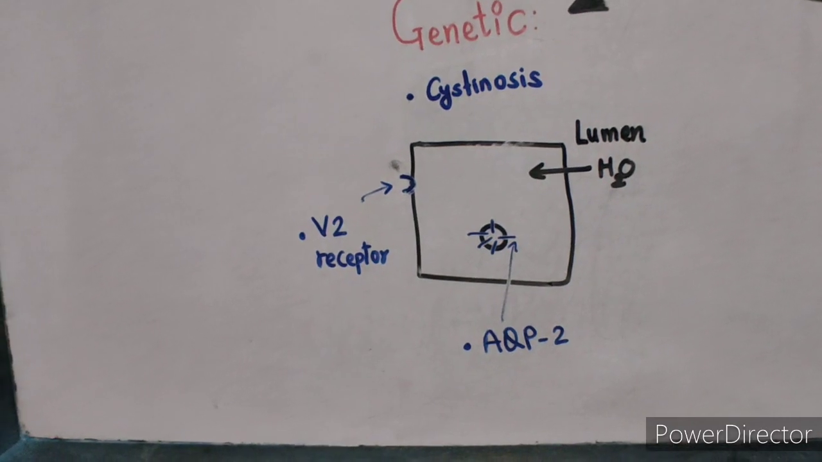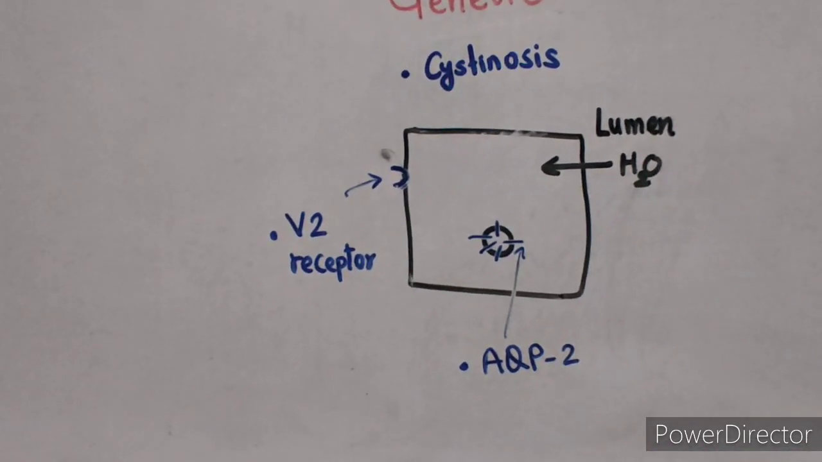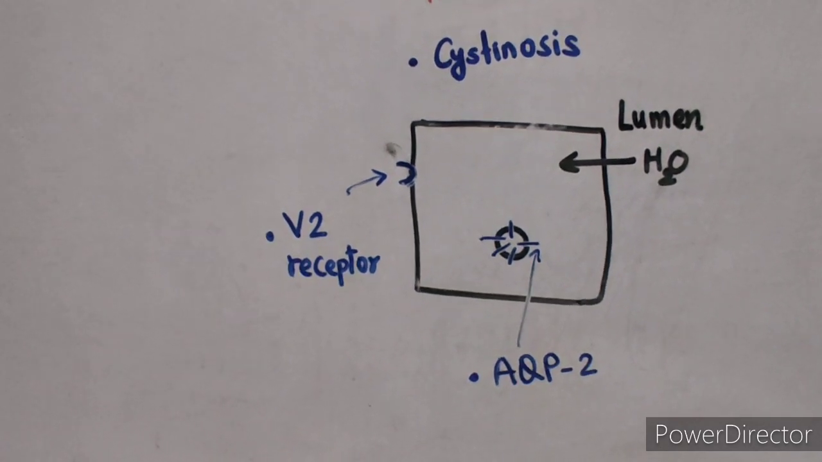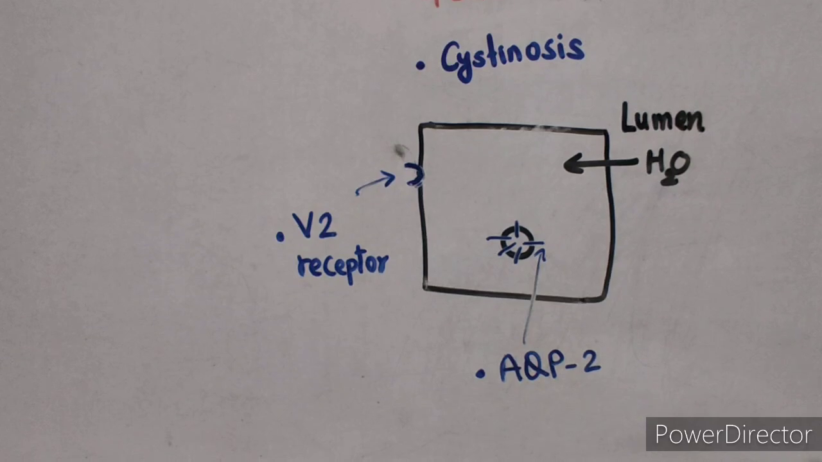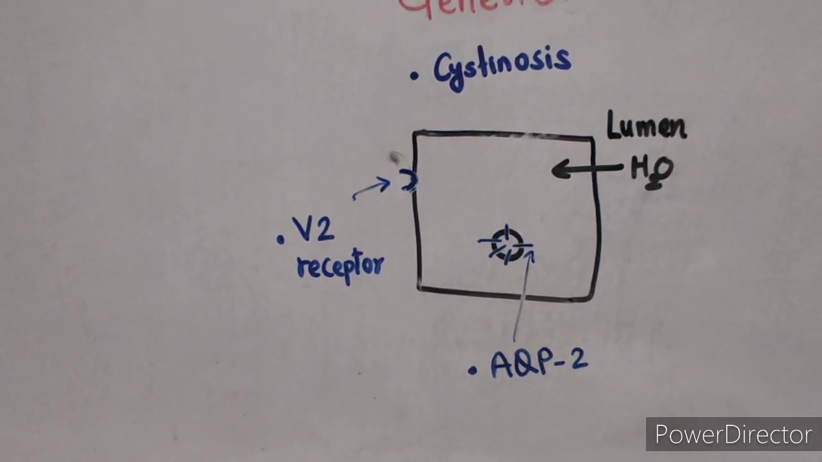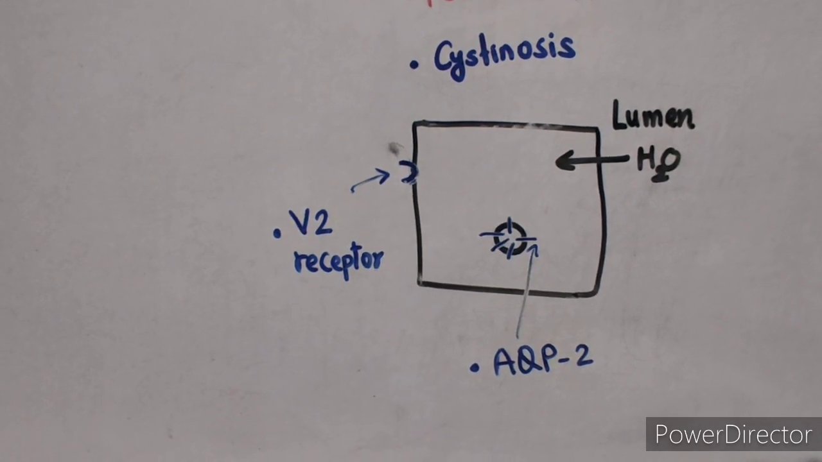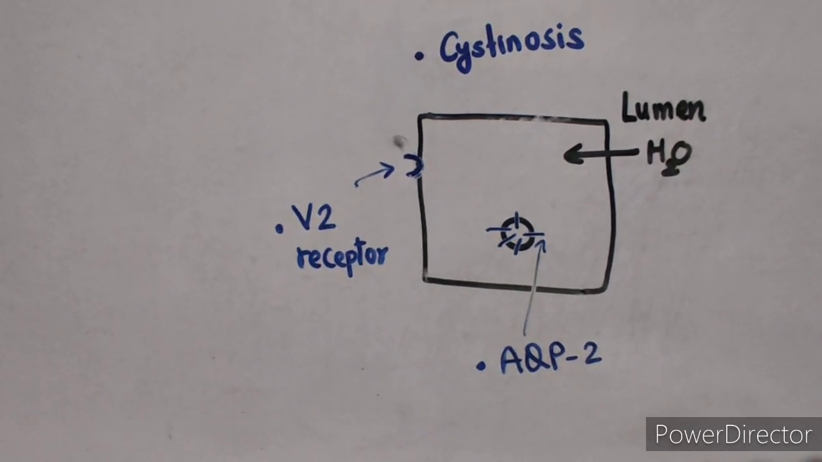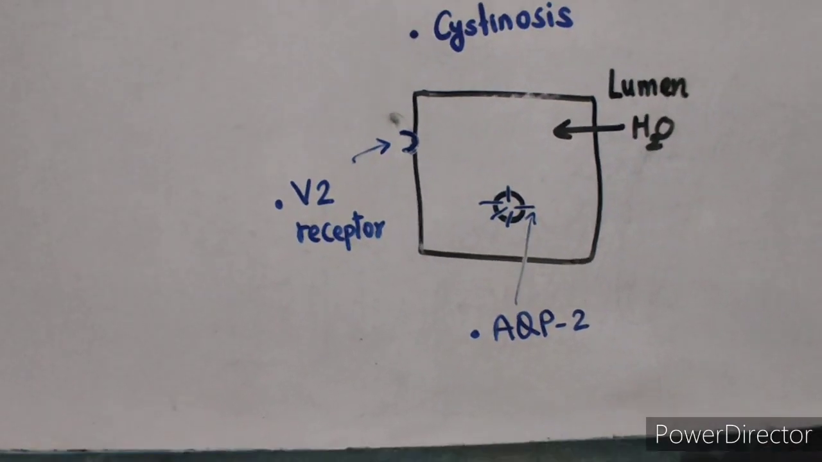B2 receptor is a receptor present in the epithelial cells of the kidney on which antidiuretic hormone acts. If there is mutation in the B2 receptor, then ADH cannot bind on it and it causes diabetes insipidus. This B2 receptor mutation is inherited as X-linked recessive disease and its presentation is in young boys.